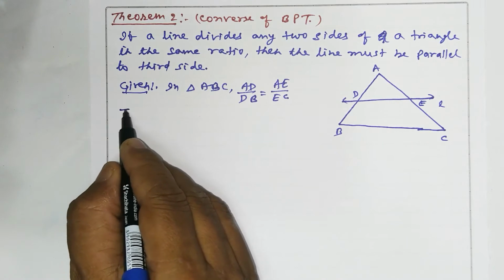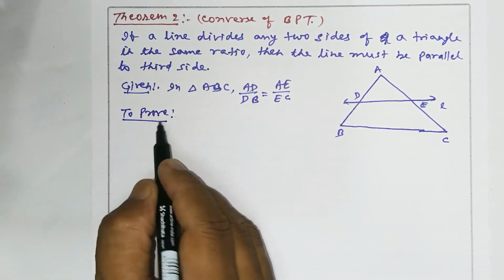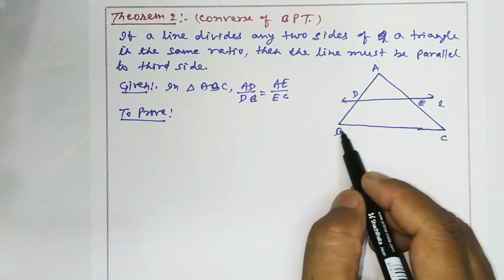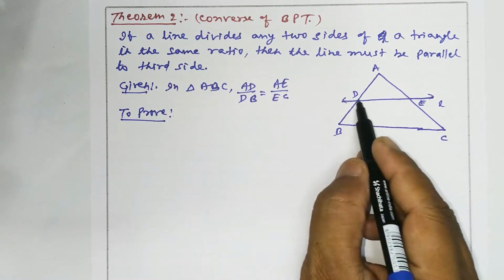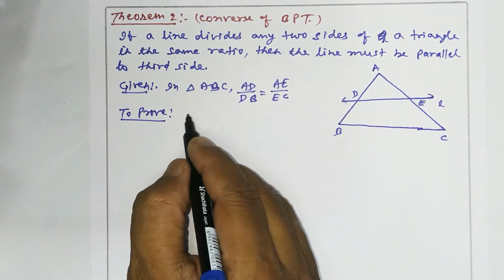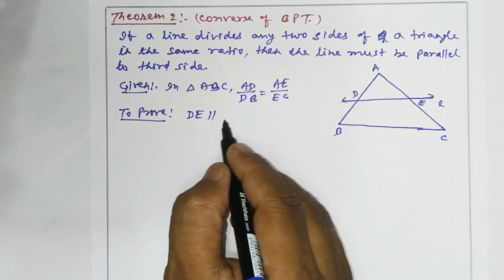Now what do you have to prove? We have to prove that L must be parallel to the third side BC. L must be parallel means DE parallel to BC. So we need to prove DE parallel to BC.